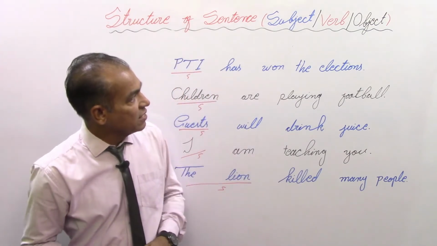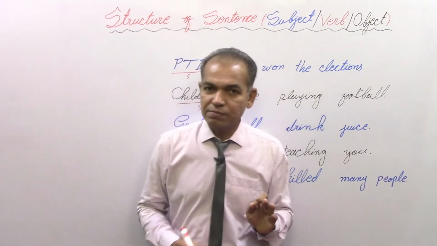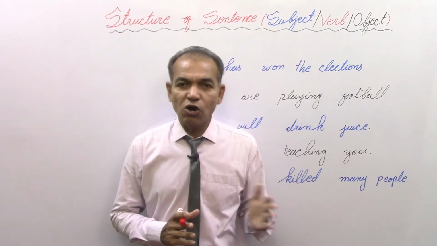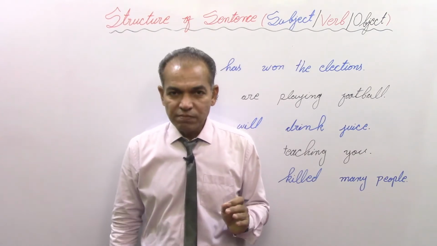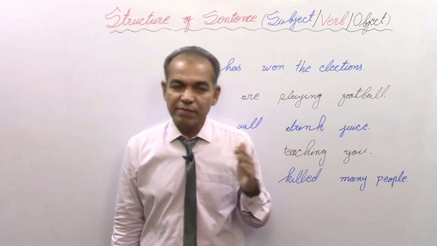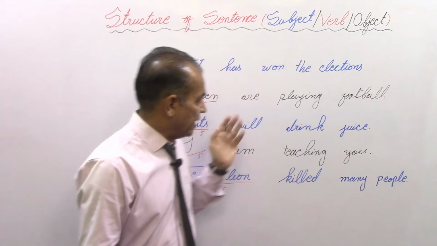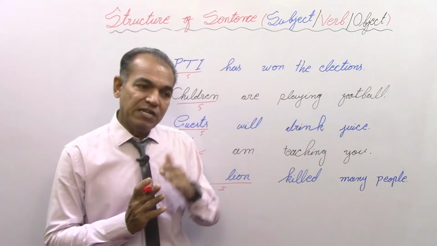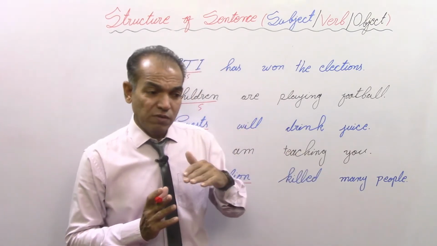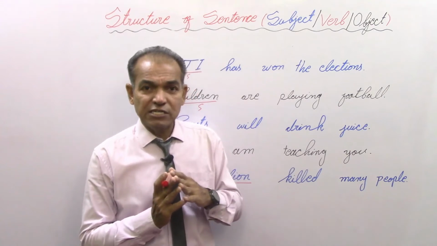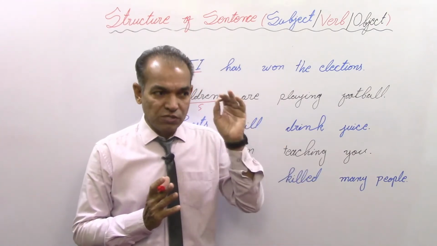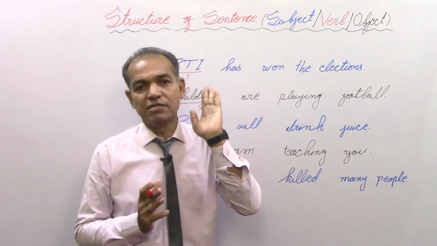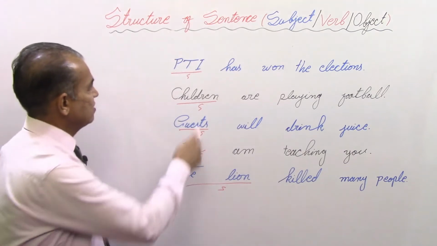And now let's discuss verb. What is verb? Simple definition of verb. Verb is the word which shows some action or state. Let's try to understand with the help of these examples. Verb is the word which will show some action. So what action is being performed in a sentence? The word which is telling us that what action is being performed in a sentence will be called the verb of that sentence.